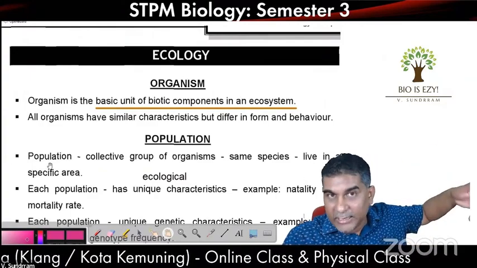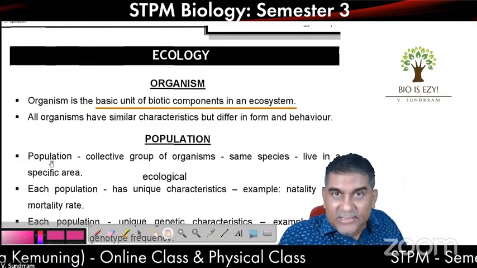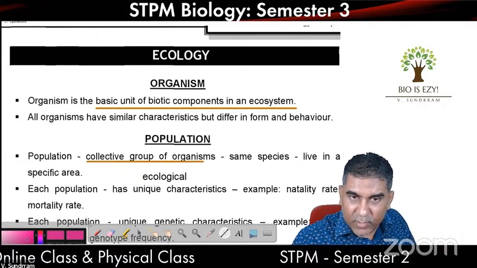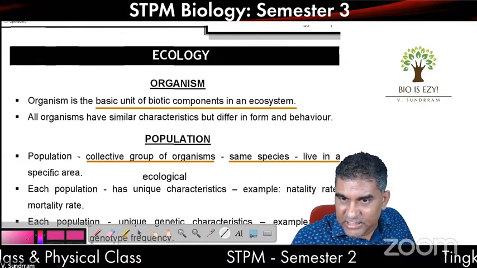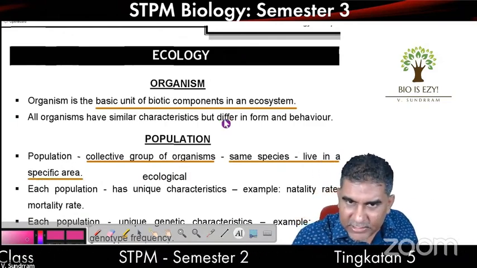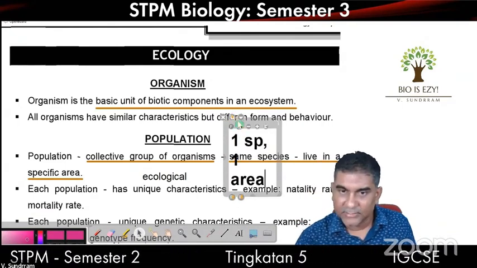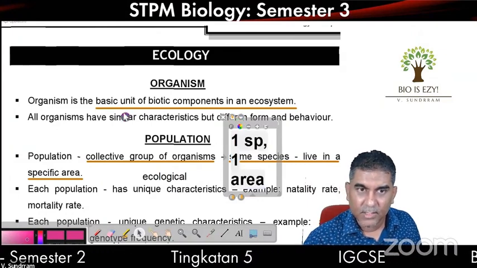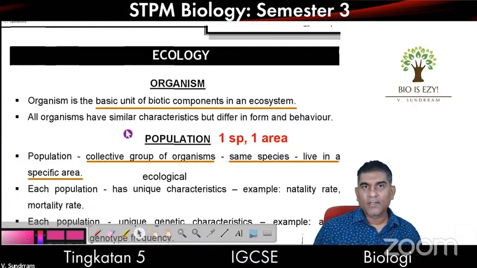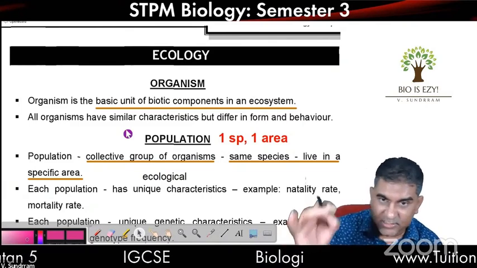Now, many organisms from the same species living in the same area, we call population. Collective group of organisms, same species living in a specific area is population. Population is basically one species, one area. That is population. A group of organisms from the same species living in a specific area is population.